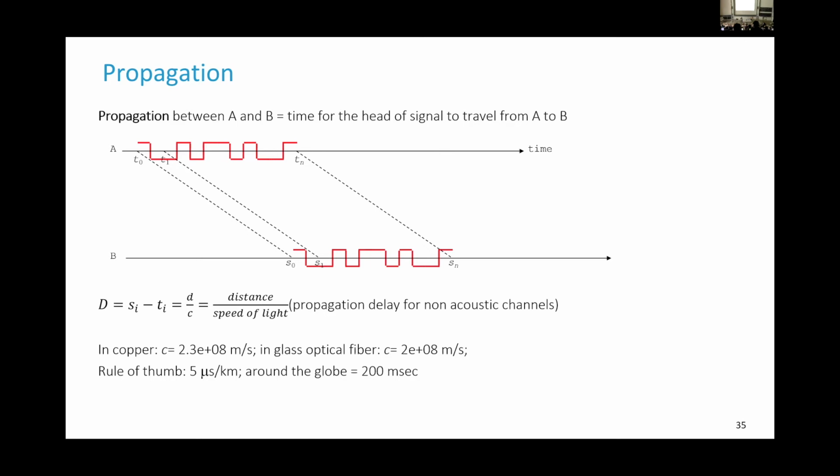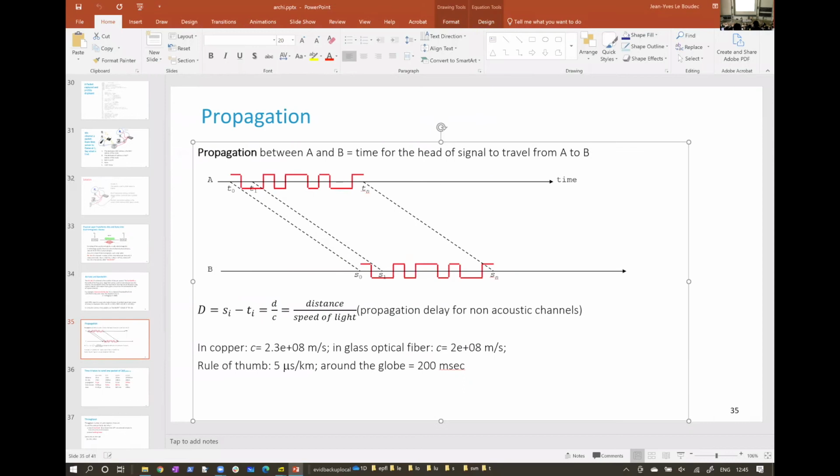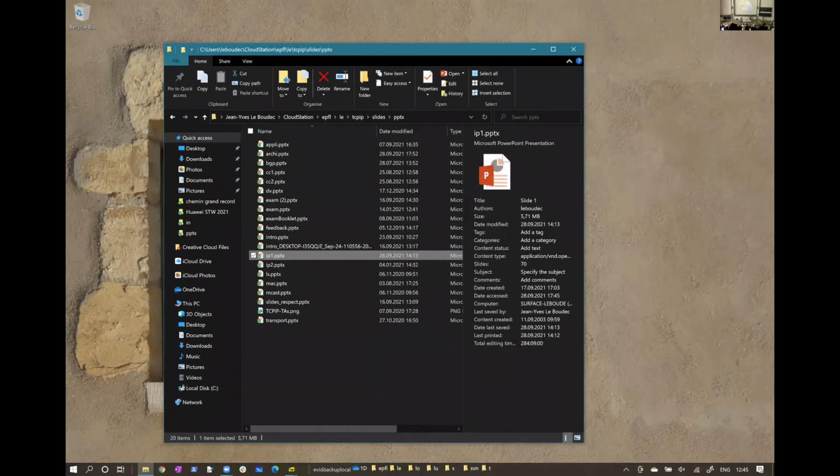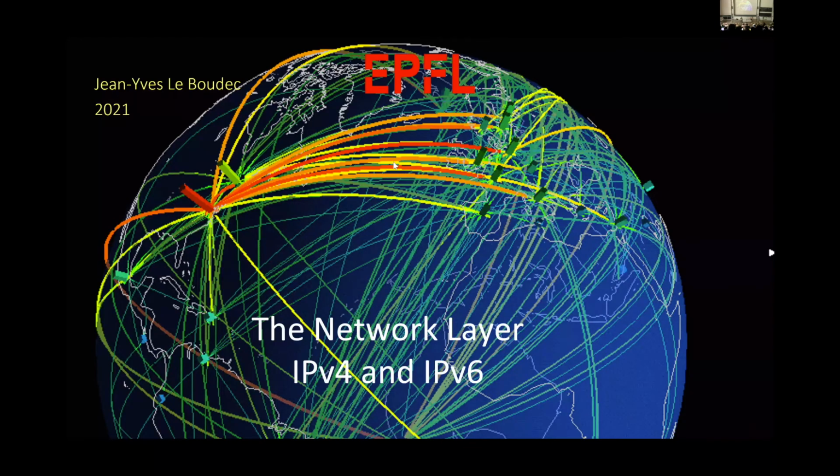Good. Then we move on to the next chapter, the network layer. So as this picture is showing, the goal of the network layer is to be global. It interconnects everything in the world.